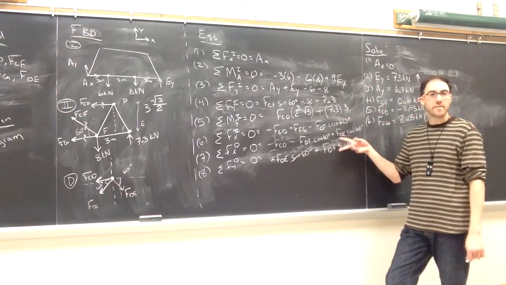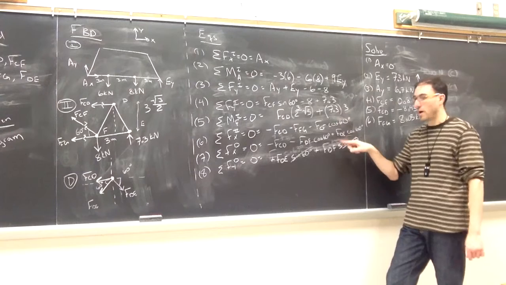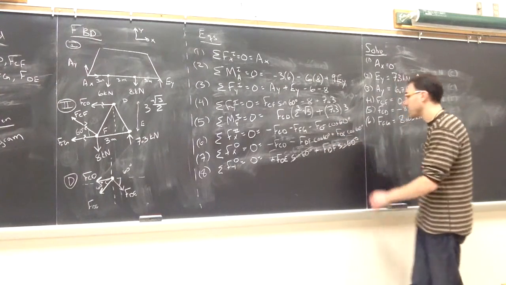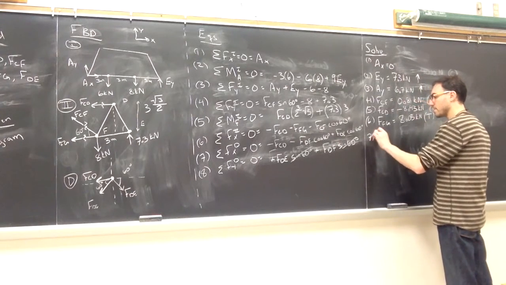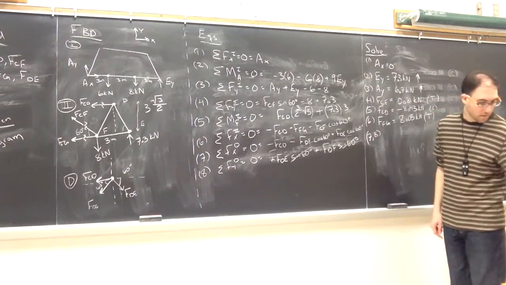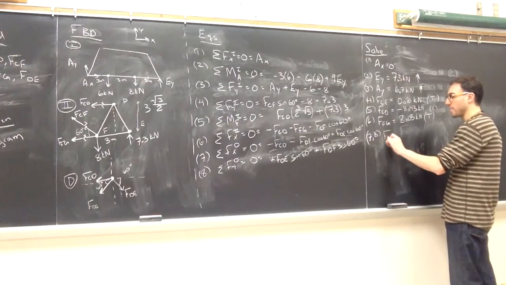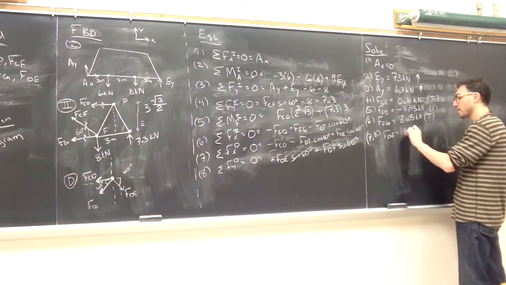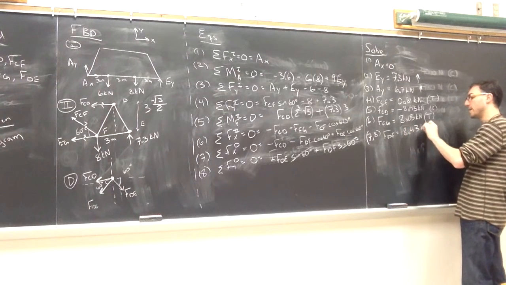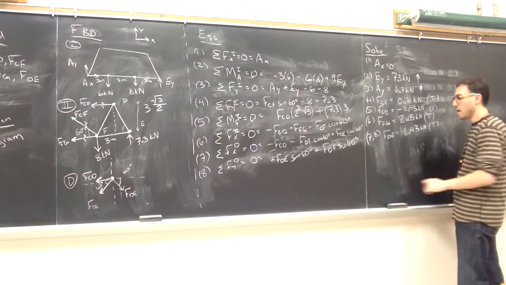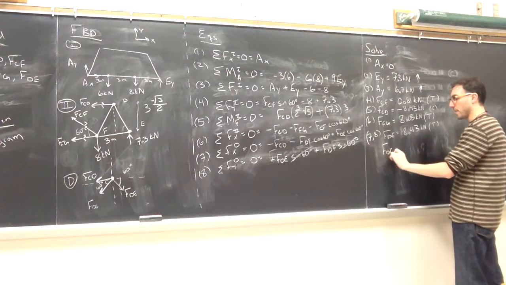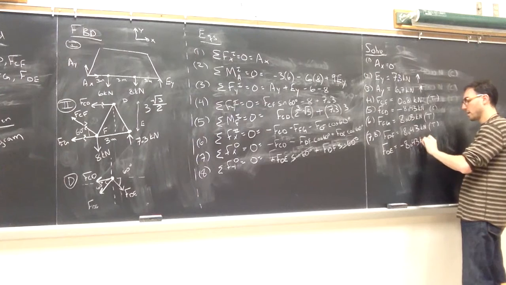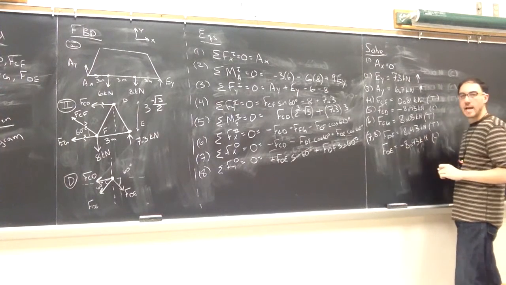But we do need 7 and 8 simultaneously in order to solve for the two unknown values of DE and DF. So if we use 7 and 8, we can find along the way, even though we weren't asked to find it, that DF is going to be 8.43 in tension. But more importantly, what we need to know is DE is negative 8.43. So that one is actually in compression.